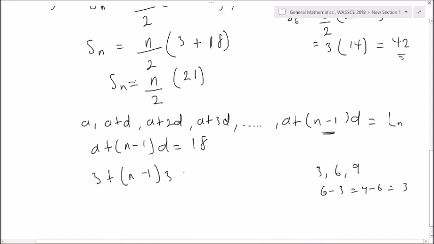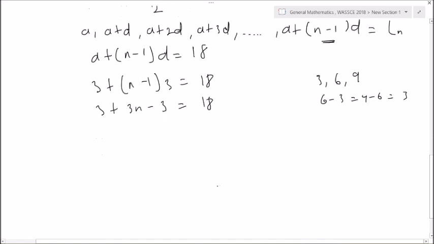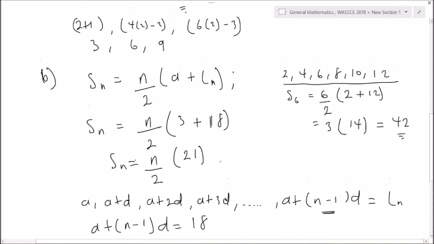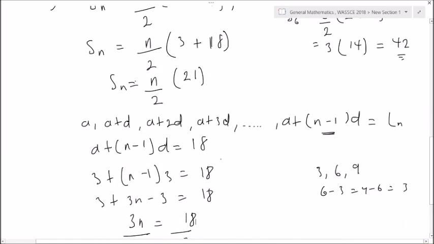So we put our 3 here, and then all is equal to 18. This will give us 3 plus 3 times n, that is 3n, 3 times minus 1, which is minus 3, and now is equal to 18. We simplify and find the value of n. From here, you see 3 minus 3 will give us 0, so basically we have 3n is equal to 18. So we divide both sides by 3, and we have n is equal to 18 divided by 3, which is 6. So this basically means that we are finding the sum of 6 terms from 3, 6, 9, 12, and so on.